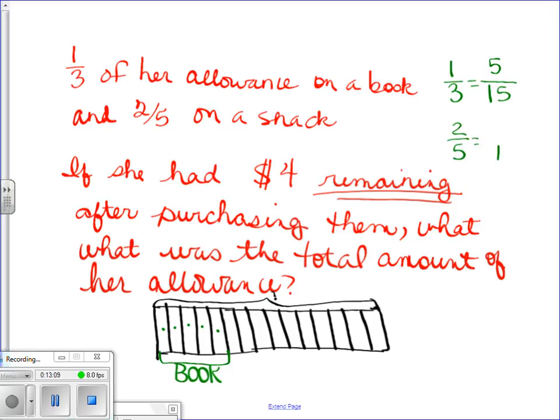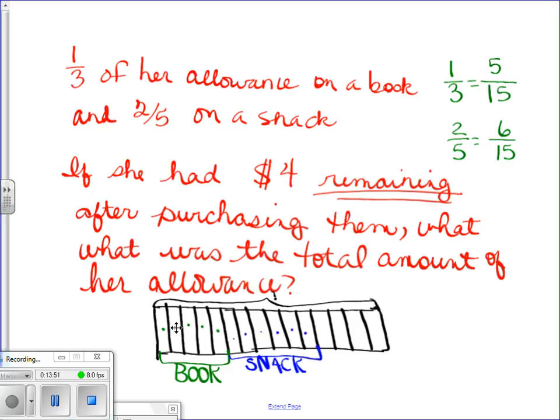2/5. We're doing 15ths. 6/15 was on a snack. I like color coding. 1, 2, 3, 4, 5, 6. Snack. It must have been an expensive snack. It was more than a book. Or a very cheap book because books were expensive. Okay. If she had $4 remaining after purchasing them, what was the total amount of her allowance?